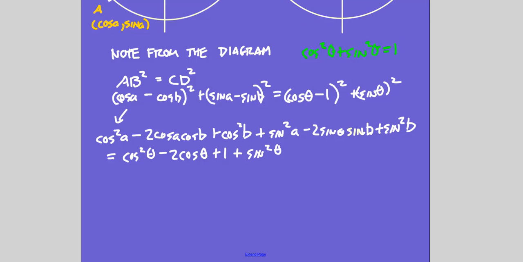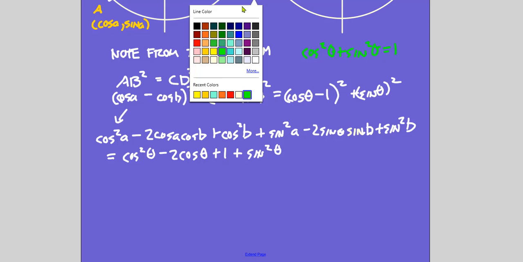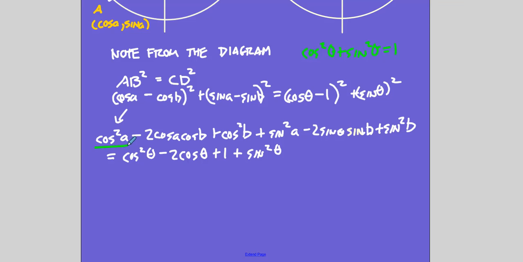So how am I going to use that? Well, this is what I'm going to do. I'm going to go over here, and notice here I have cosine squared A, here I have sine squared A. Well, together, when you put those together, they make 1. So I'm over here, I'm going to write 1. Okay, then I'm on the left side of the equal sign. So notice then I have cosine squared B and sine squared B. Those also make 1. So I'm going to add another 1 over here.